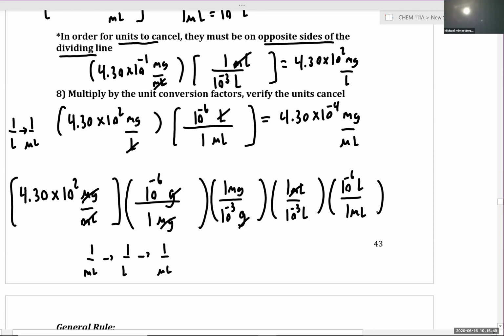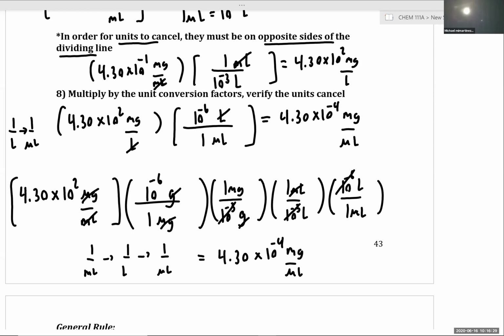Now all we have to do is process our powers of 10, and after punching this into our calculator, we get 4.30. These powers of 10 cancel. So we get 4.30 times 10 to the negative 4th milligram per microliter. And I much prefer the one-line method if you're comfortable with it, as it saves you time, it's more efficient, and overall, it's much easier to check your work when you're performing a single calculator step.